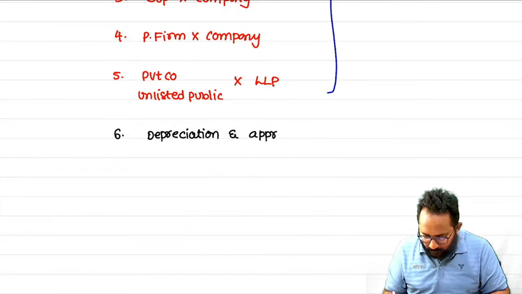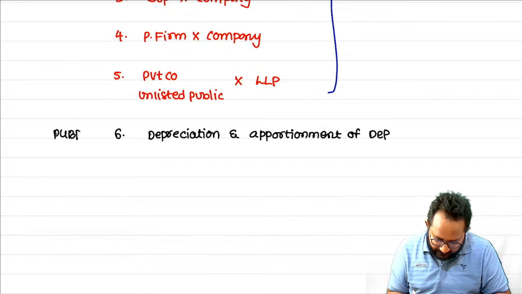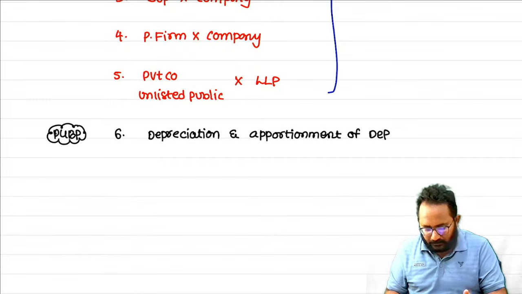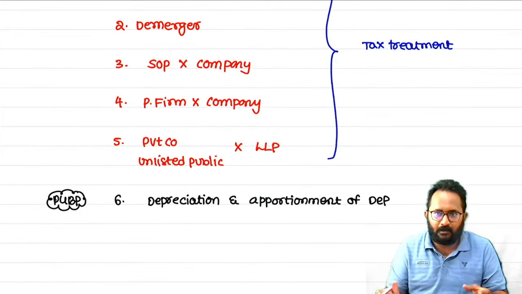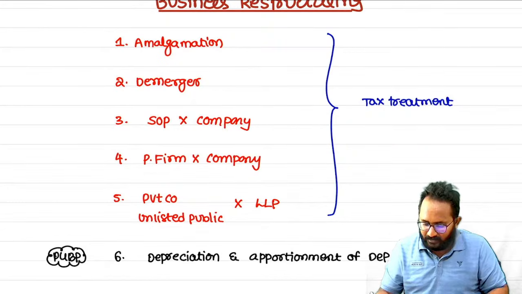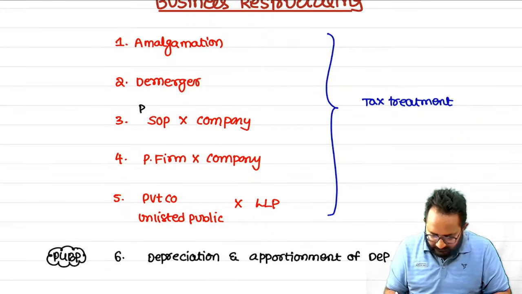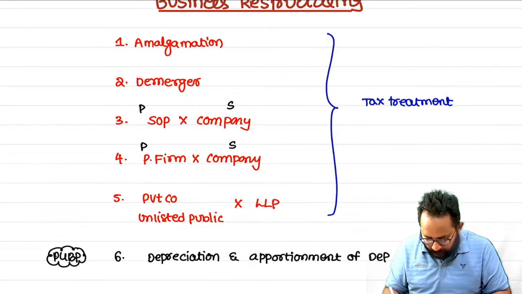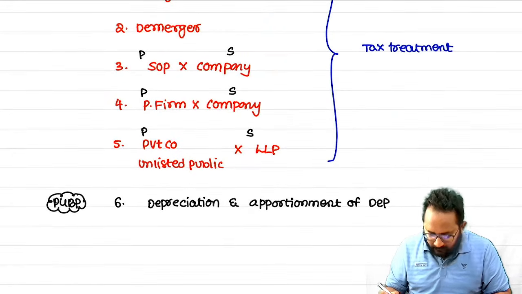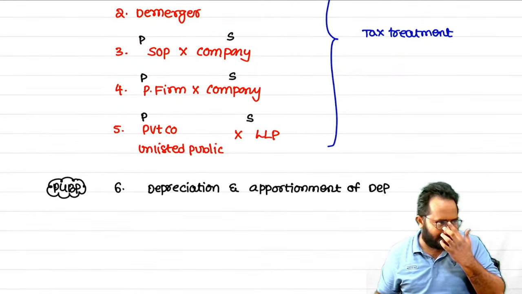Next concept is apportionment of depreciation. Remember, we already discussed this in which chapter? PCBP. You can watch that lecture. In that depreciation concept, I explained how to apportion the depreciation between the predecessor and successor. Can you tell me who is the predecessor here? Sole proprietor, successor, company. Predecessor, partnership form, successor, company. How we can compute the depreciation and apportion it between the predecessor and successor, we discussed clearly.